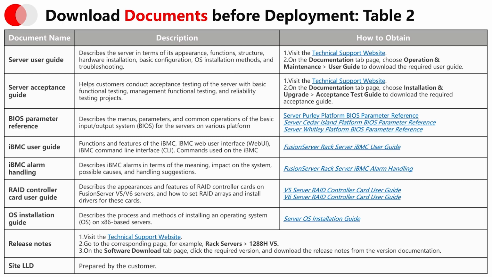And the iBMC user guide is also a very handy one, which gives you an idea of the functions and features of iBMC. This is an out-of-band management software of the remote server management system, which provides remote server monitoring and operations. This guide also describes the commands used to deploy and maintain servers. Also, you can download the Server Acceptance Guide, BIOS Parameter Reference, iBMC Alarm Handling Guide, the RAID Card User Guide, and the OS Installation User Guide. After obtaining those software and documents, we are ready to start deploying the server.